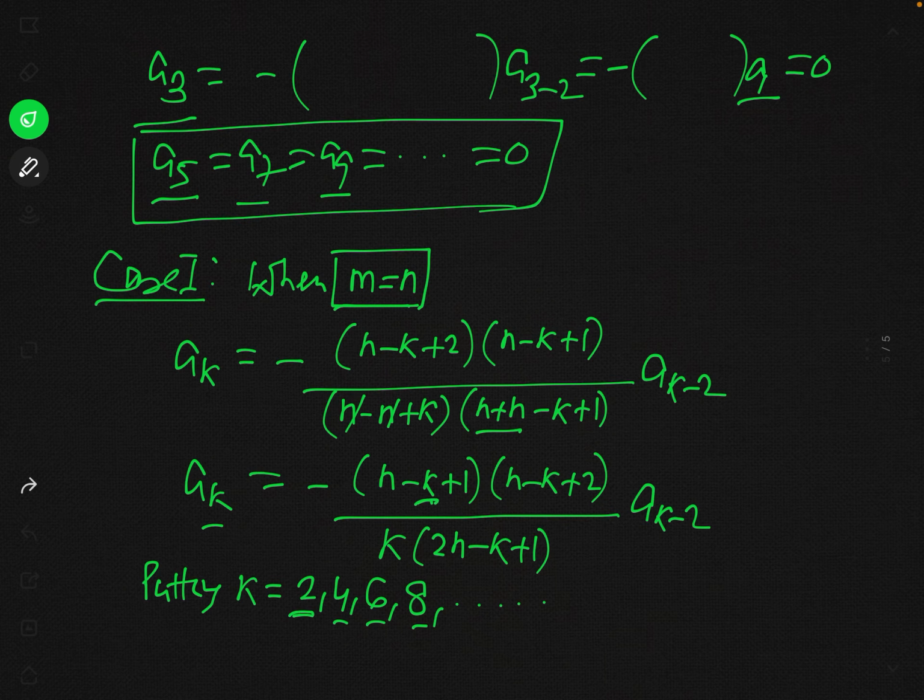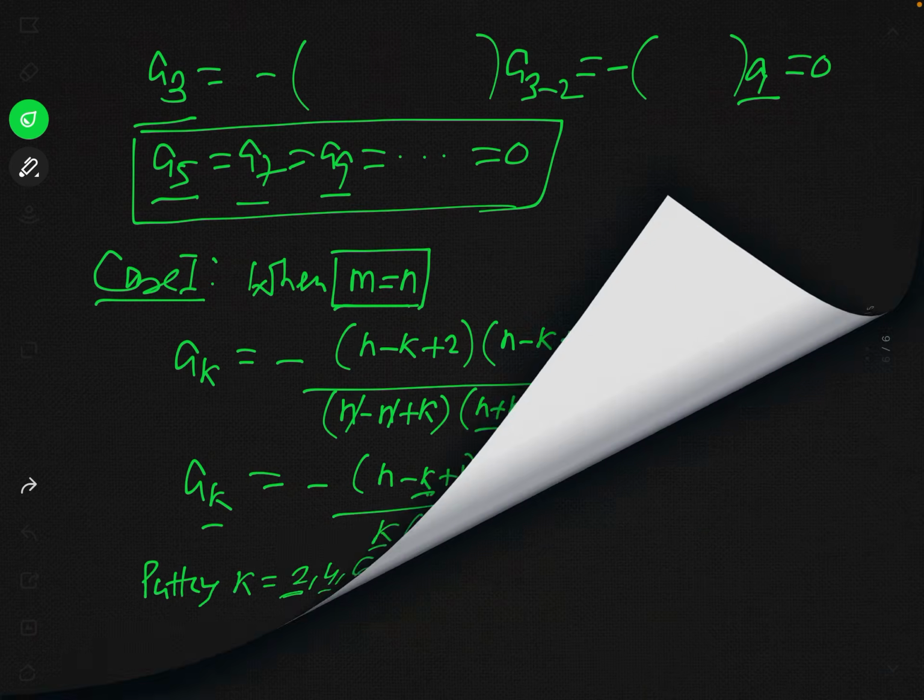So when you put the first value of k, that is k equal to 2, this will be n minus 2 plus 1, so this will be n minus 1, and here will be n minus 2 plus 2. The 2s will cancel out, so in this term only n will remain. And in the denominator again we will put here 2, here 2, so this will be 2n minus 2 plus 1. So 1 minus 2 will be minus 1, so this will be 2n minus 1, and this is 2. So 2 into 2n minus 1 will be in the denominator.